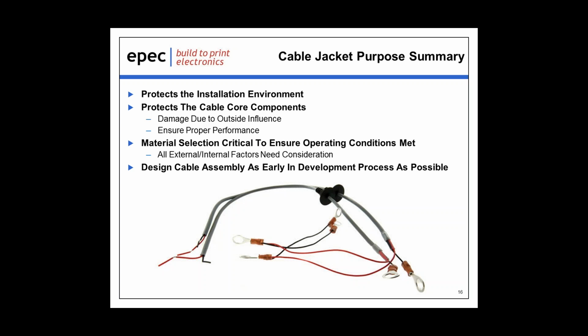So in summary, the cable jacket serves many useful purposes. It protects the environment that it's installed in, and protects the cable components from external environments. The choice of jacket compound is really critical to ensure that any operating conditions are met, and as such, the assembly should be considered as early in the design process as possible.